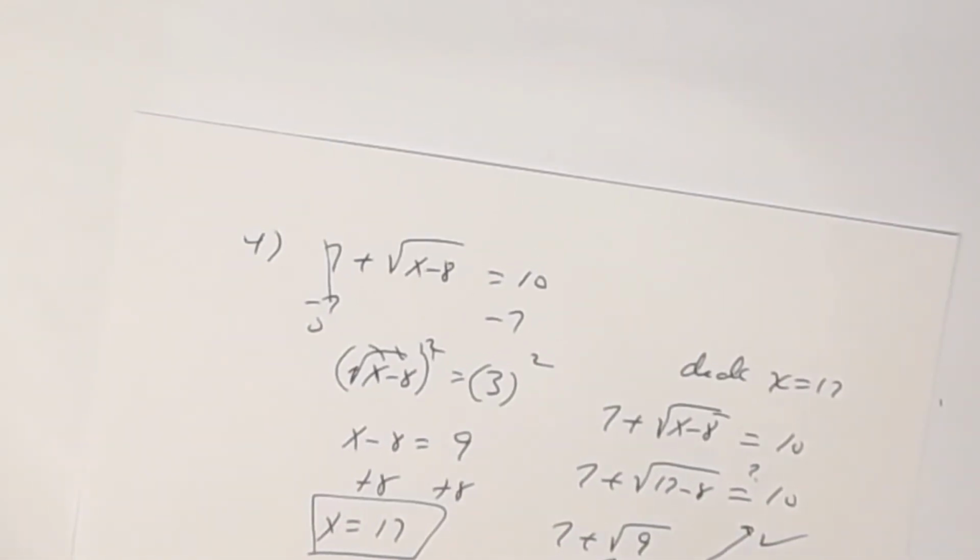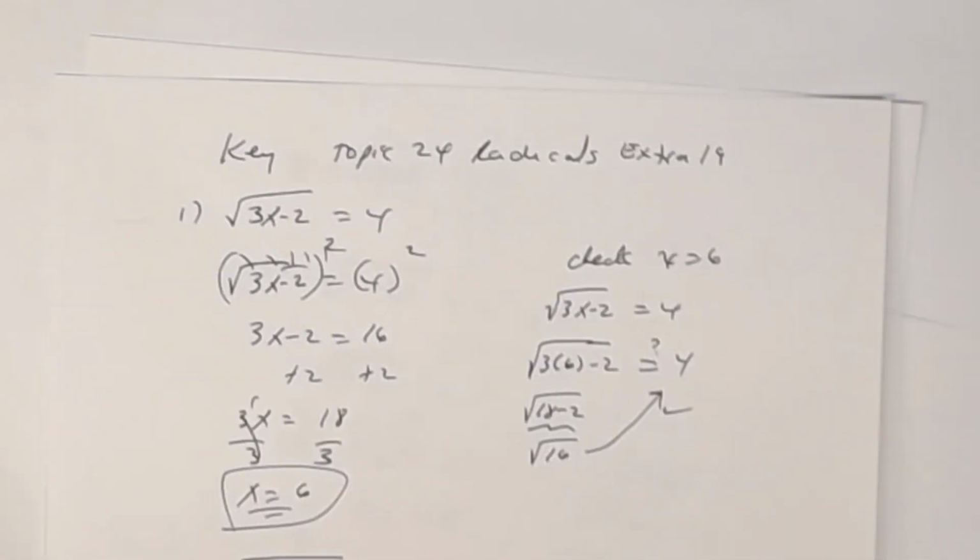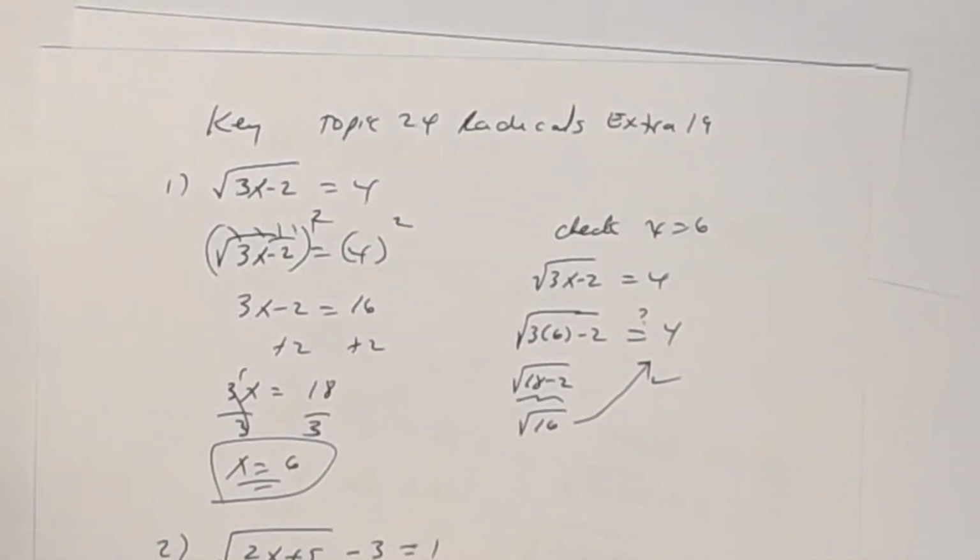All right. So that is the key to topic 24, radicals, extra 19.